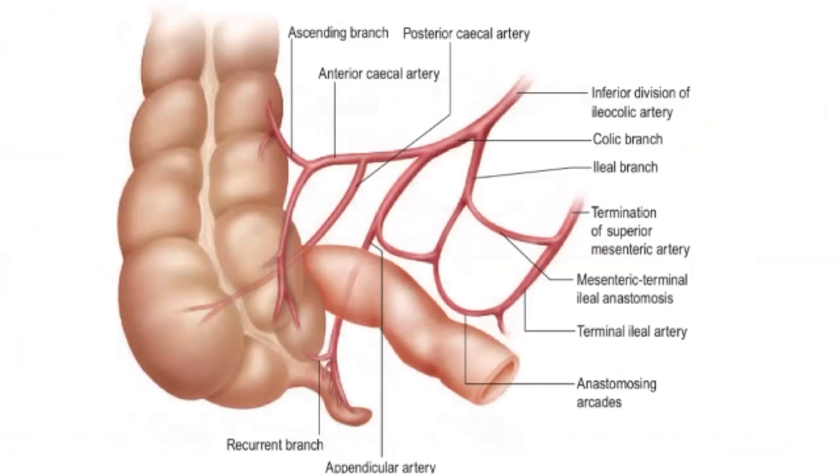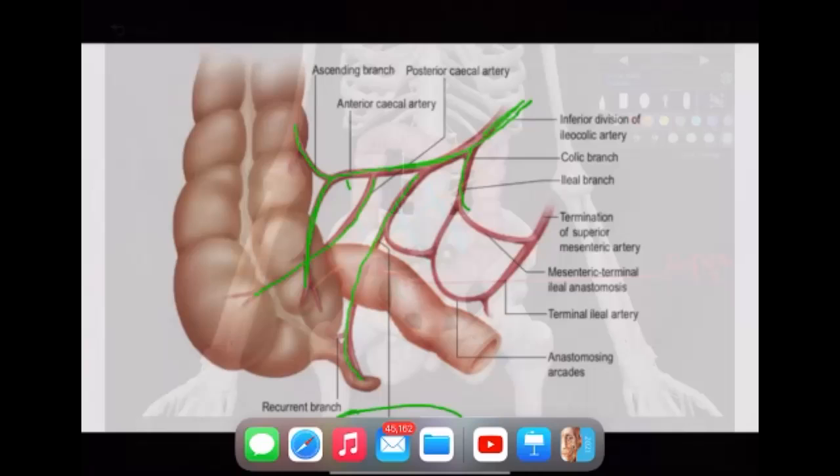See, so this one being the ileocolic artery, right? Colic branch, this is the ileal branch. The colic branch has ascending and descending branches, right? The descending has anterior and posterior branches, right? And this one is the appendicular artery. Appendicular artery. You see?